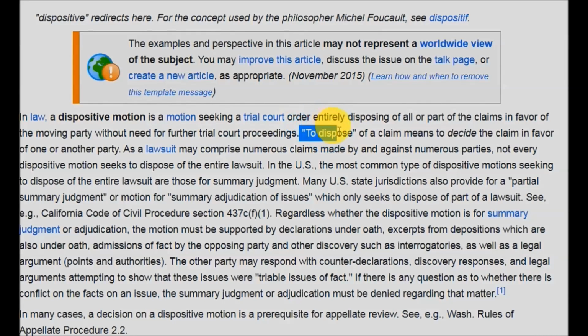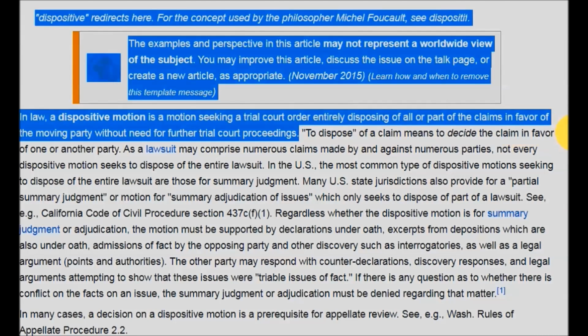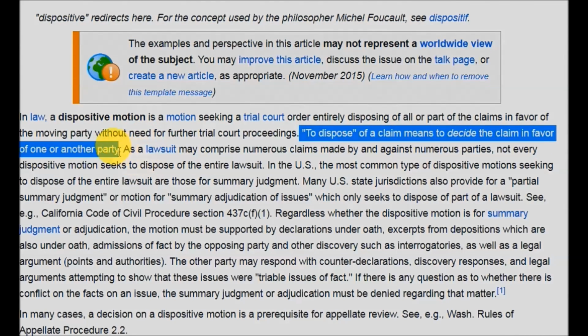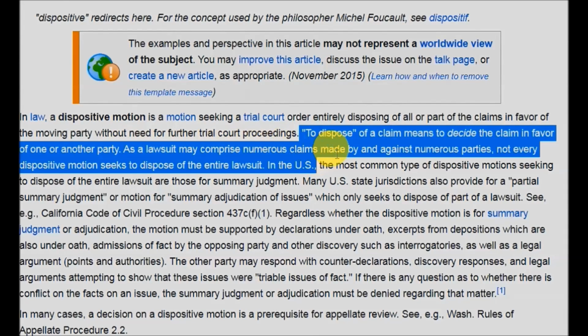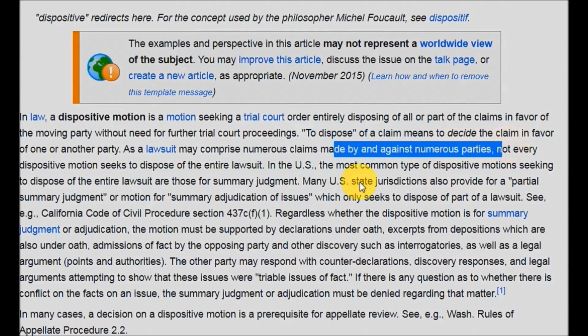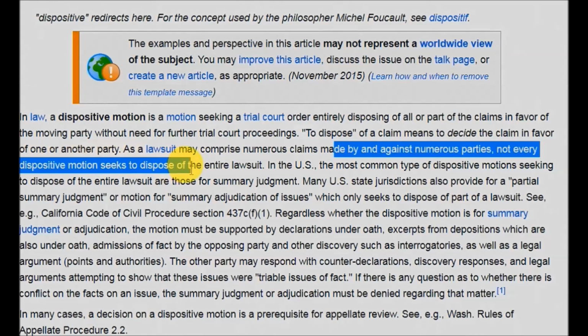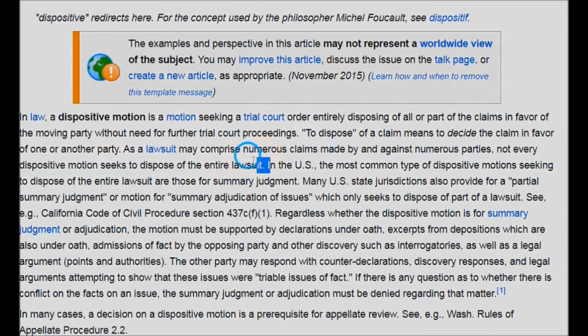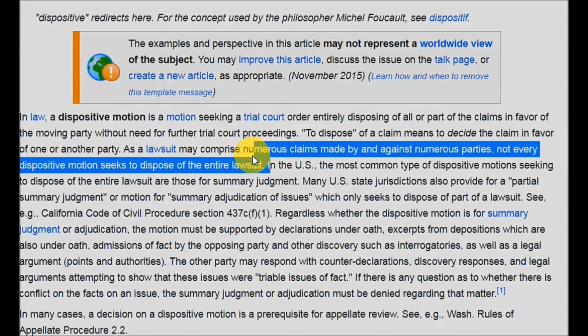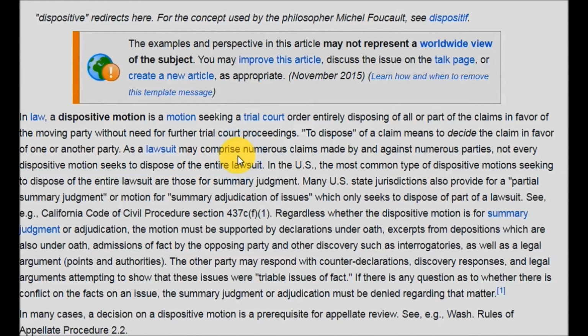Quote unquote, to dispose of a claim means to decide the claim in favor of one or another party, as a lawsuit may comprise numerous claims made by and against numerous parties. Not every dispositive motion seeks to dispose of the entire lawsuit. This is the reason why I always say have different counts. That way, if a dispositive motion catches one of the different weaknesses in one count, the other survives. And that way your entire suit is not dead.